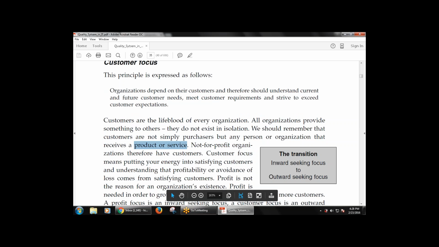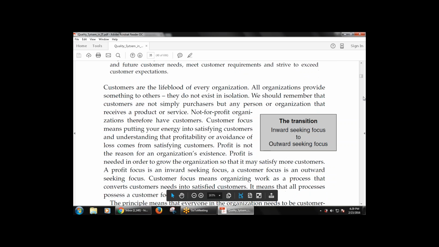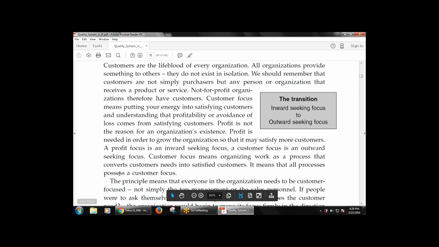Profit is not the only reason for an organization's existence. Non-profit organizations are also available, and they are used to satisfy the customer. Profit is needed in order to grow the organization so that it may satisfy more customers. So if the customers are satisfied, that is the main aim of the non-profit organization.